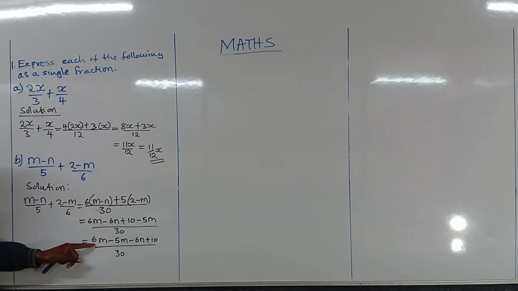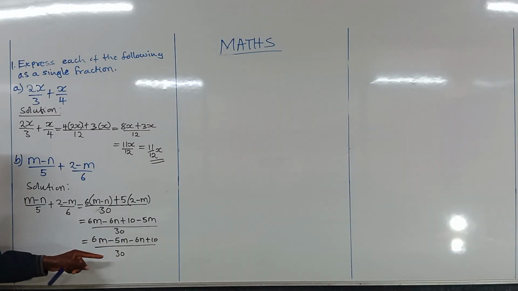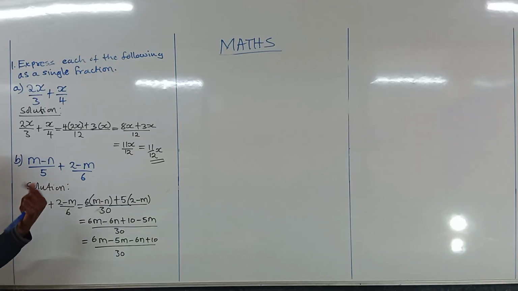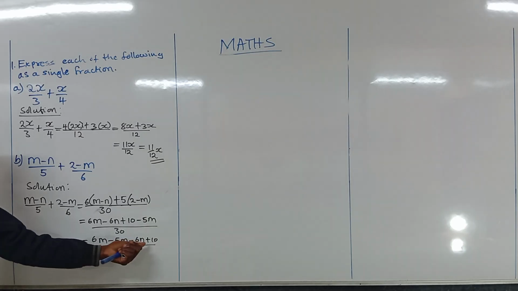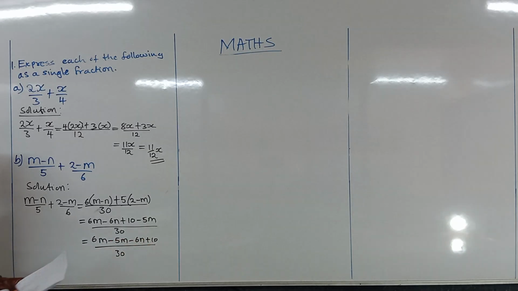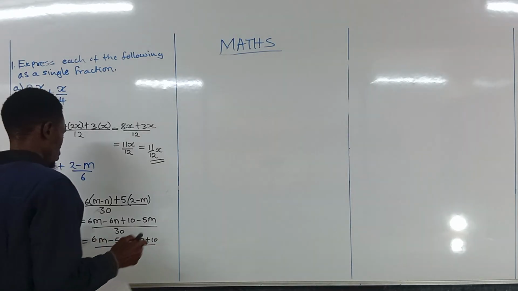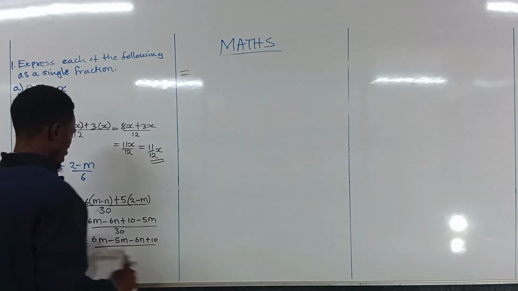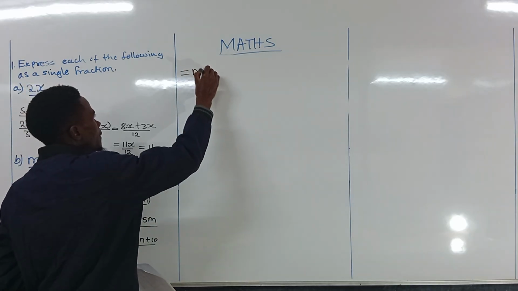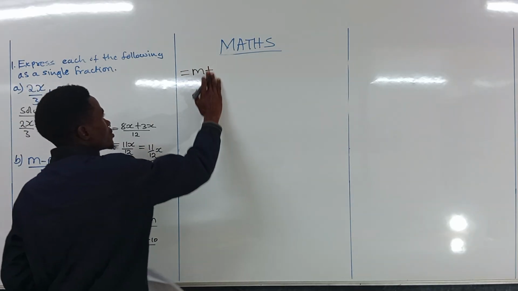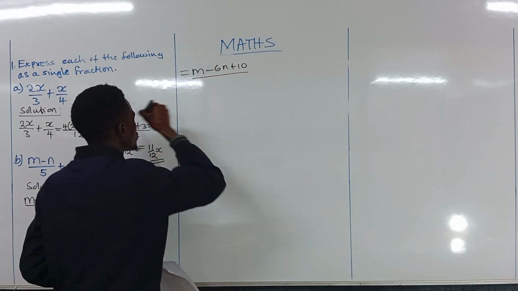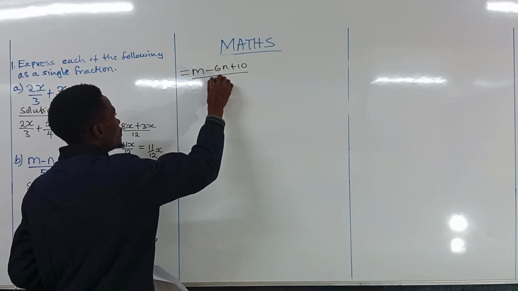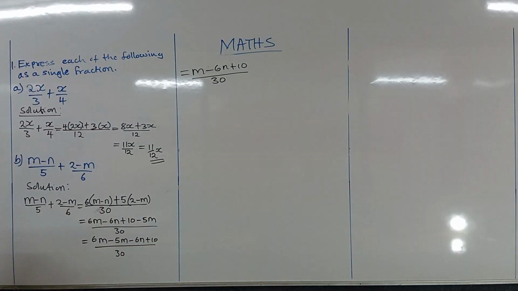So from there, 6m minus 5m is going to be 1m, but in mathematics we just write m. Then n does not have another similar term, and 10 also does not have a similar term, one without a letter. So our solution is going to be 6m minus 5m is m, minus 6n plus 10, out of our number that is 30. So that is the final solution.